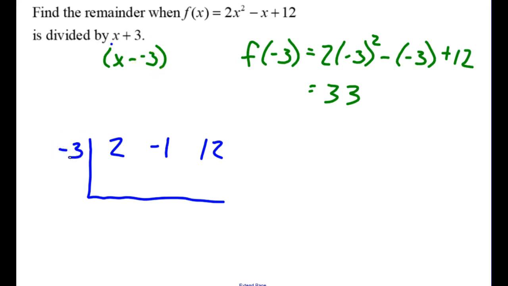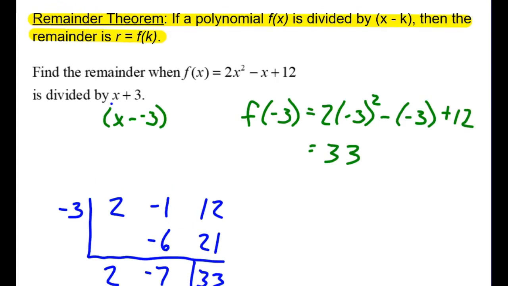negative 3. So synthetic division: bring down the 2, multiply diagonally, get negative 6, add vertically, you get negative 7, multiply, get 21, add vertically, you get 33. So this is what the remainder theorem is telling us. The value we get when we divide these two polynomials, the remainder 33, is going to be the same value we get if we plug that k value into our original function. Notice here, remainder of 33. Notice here our function value, 33. They're the same. That is what the remainder theorem tells us.